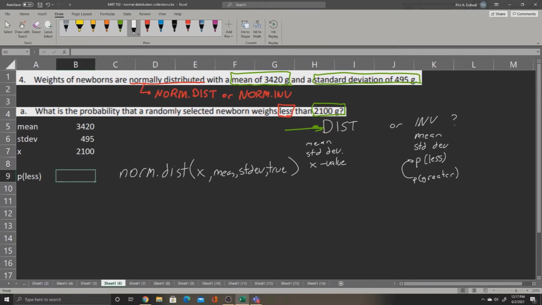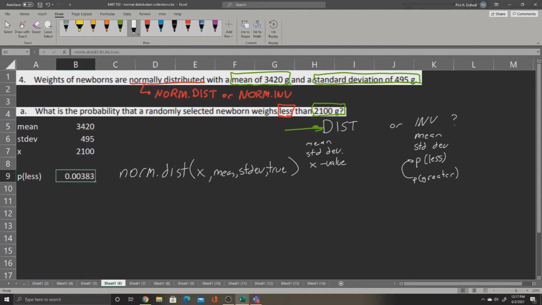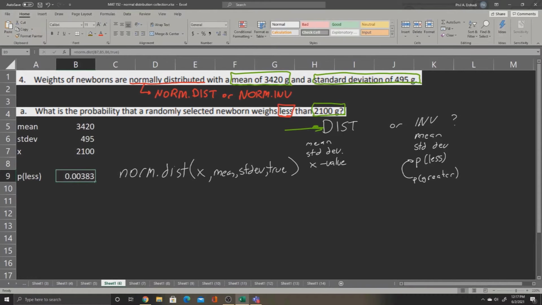So let's type equals Norm.dist into the box. Click x, comma, mean, comma, standard deviation, comma, true. And so our probability of a randomly selected newborn being less than 2,100 grams is 0.00383. That will be our answer for this problem.